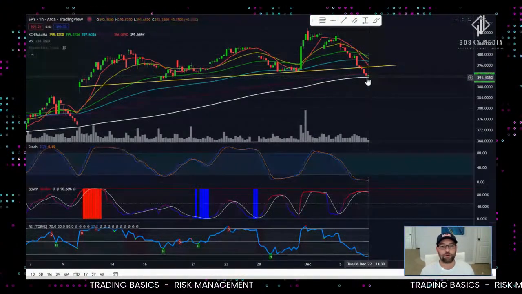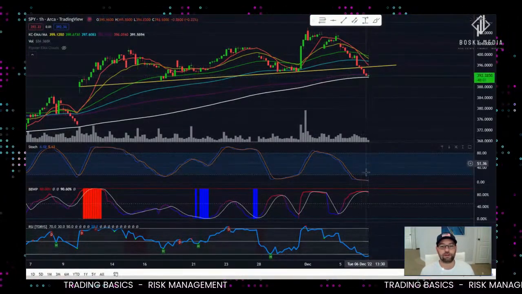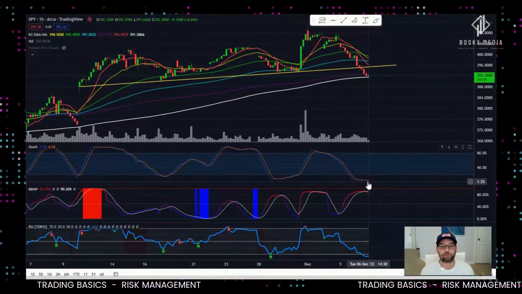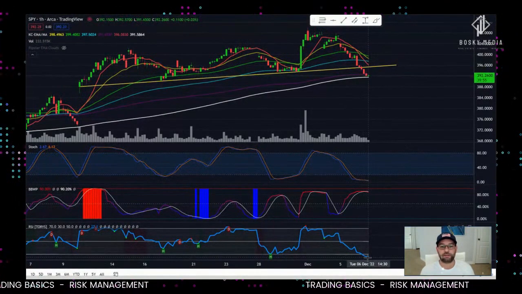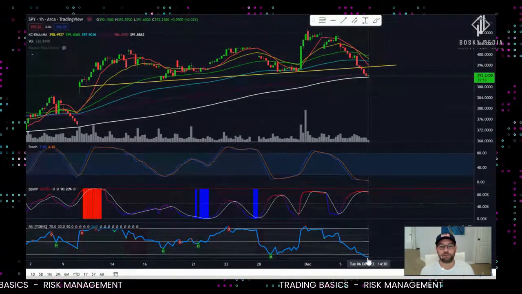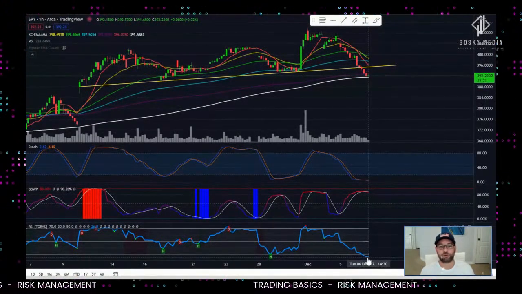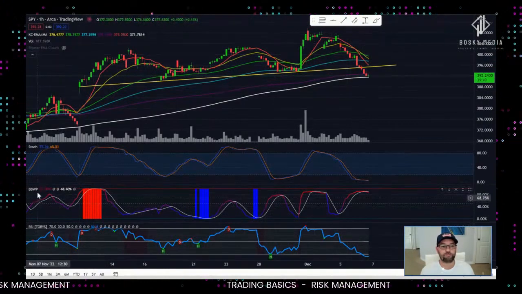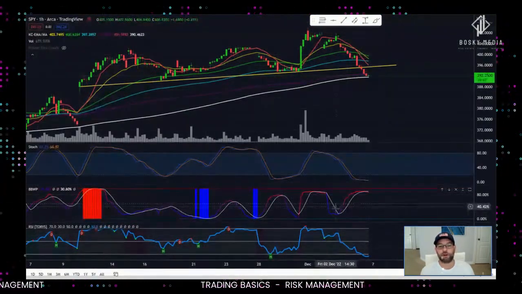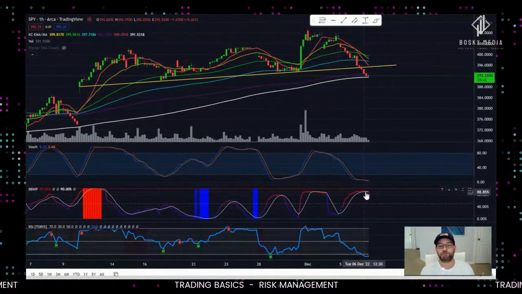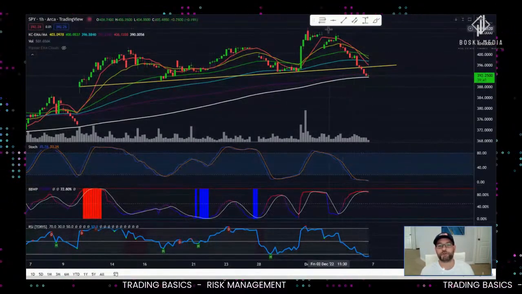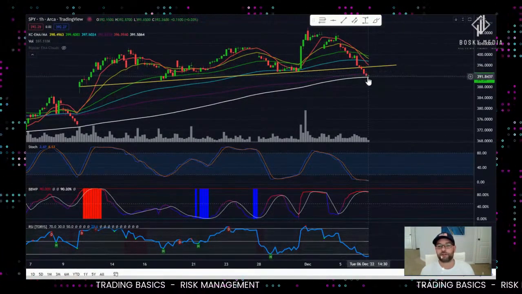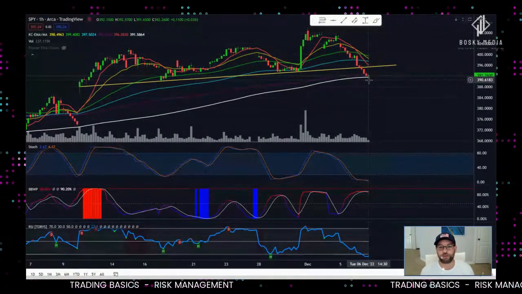But we got the 200 simple moving average here. We got the hourly Stochastics wiggling at the bottom. We got RSI down here at the bottom, right, in oversold territory. And then we have BBWP. That's a volatility indicator. Volatility is very high. So that tells me that most likely this move to the downside is going to stop going to the downside, at least for a little while.